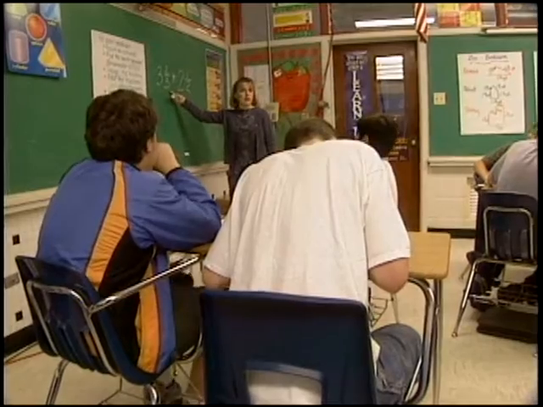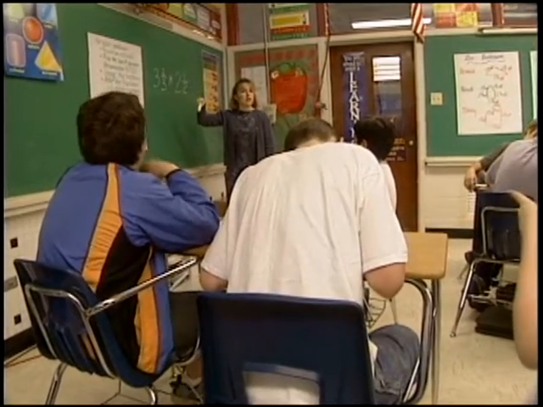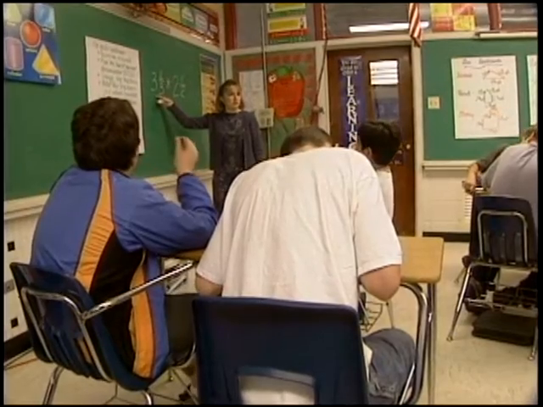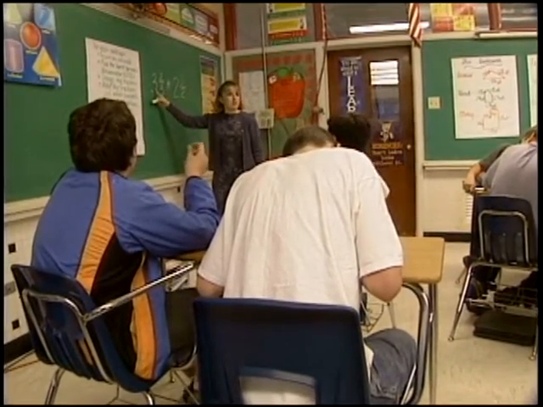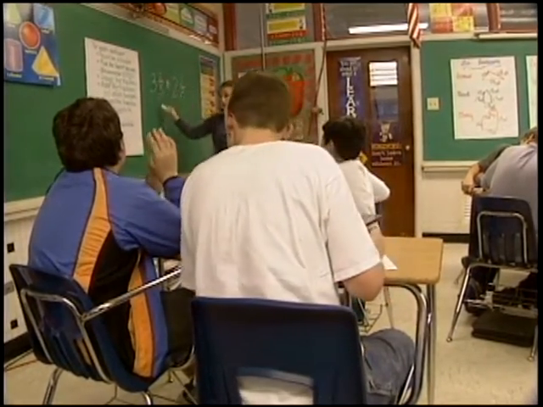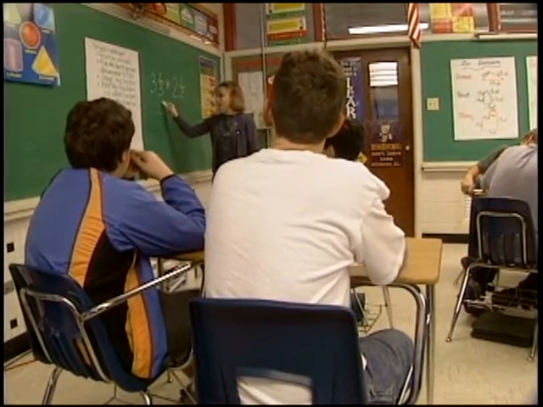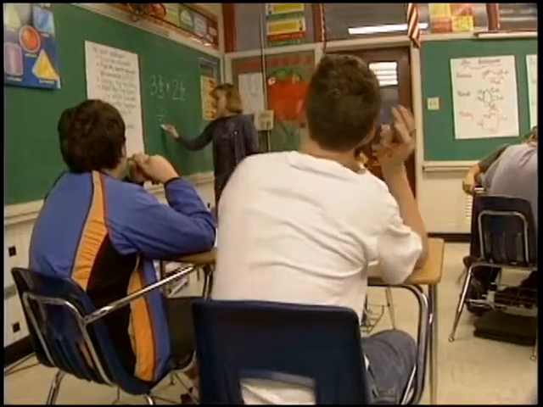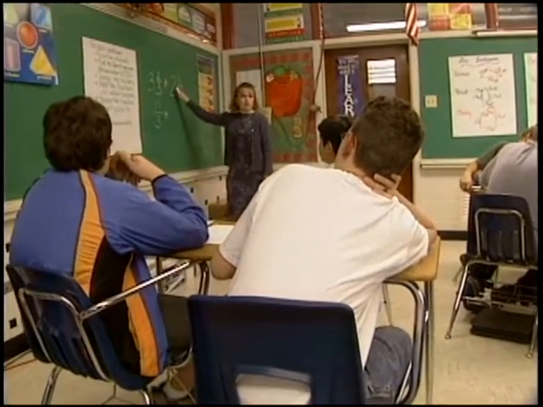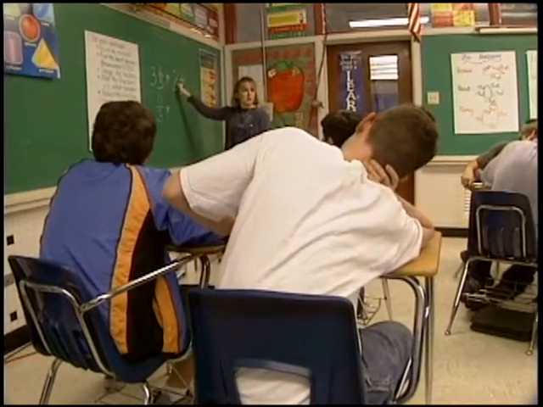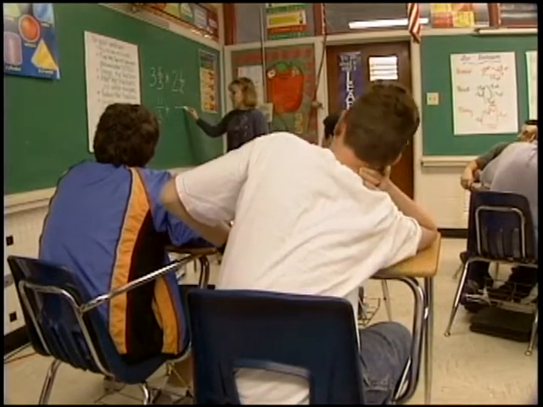It's a mixed number now, but what do I have to change it? Improper fraction. How do I change this to an improper fraction? 3 times 3 plus 2, and what do I get? 11 over 3. And what am I going to have to do with this one? 2 times 2 plus 1. And so what do I have here?